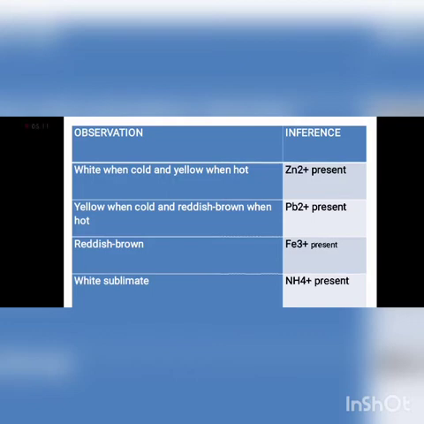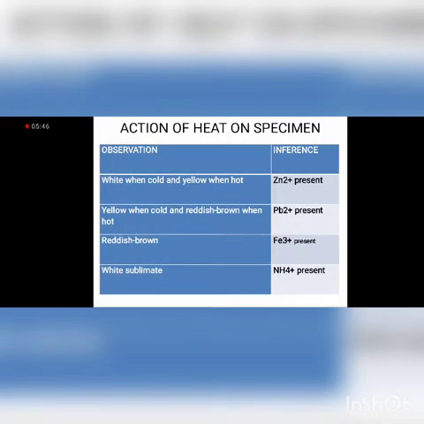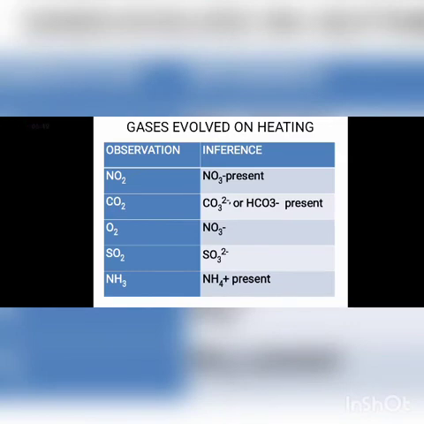But when it is yellow when cold and reddish brown when hot, lead 2 plus will be suspected. And when it is reddish brown, iron 3 plus will be suspected. If it is a white sublimate, ammonium ion is suspected. So it depends on the observation when you heat the substance, and when it finally gets cold, the color change will determine the kind of cation that is present, the kind of compound that is present, or the kind of salt that is present.